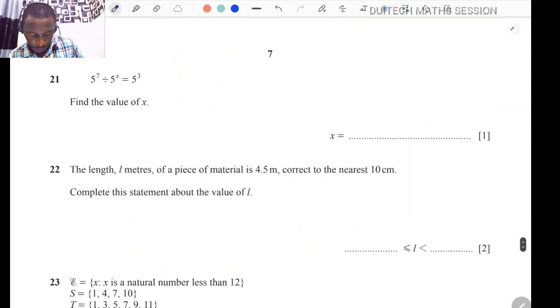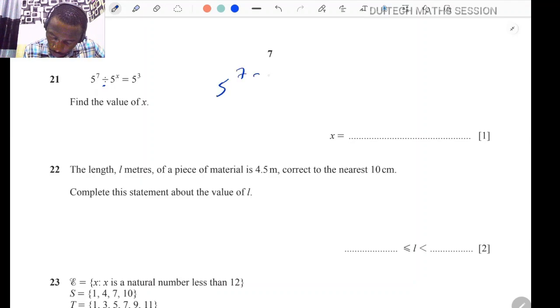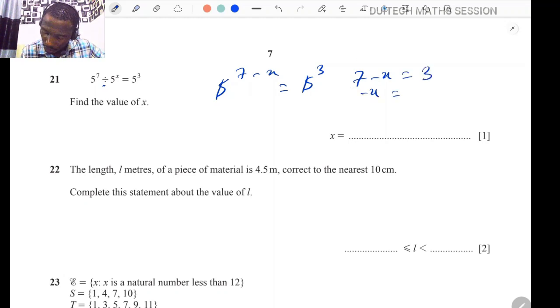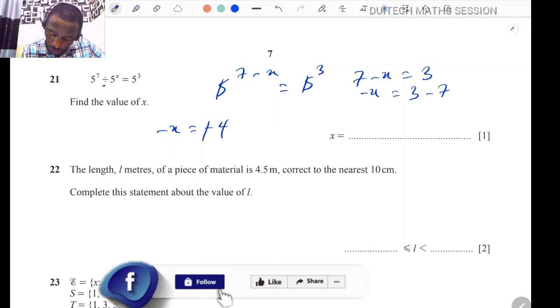Then number 21 says we should find the value of x. In this case, we're going to apply indices. You have the division sign here, so we subtract the values on top. So I have 5 to the power of 7 minus x is equal to 5 to the power of 3, right? So 5 will cancel 5, and you have 7 minus x is equal to 3. When minus 7 crosses over, I have minus x is equal to 3 minus 7, and that will give me minus x is equal to minus 4. Minus will cancel minus. My x is equal to 4.